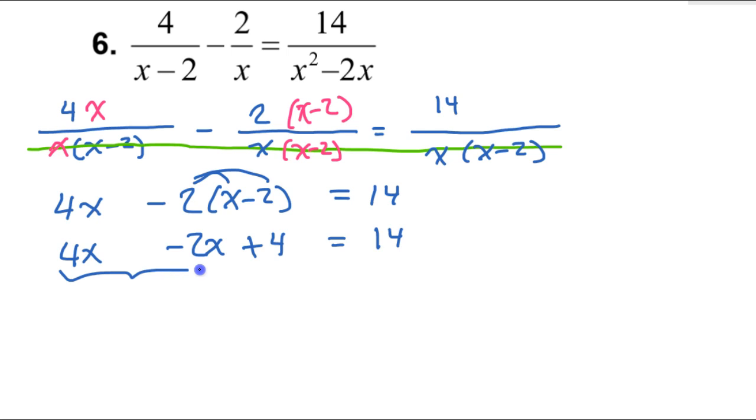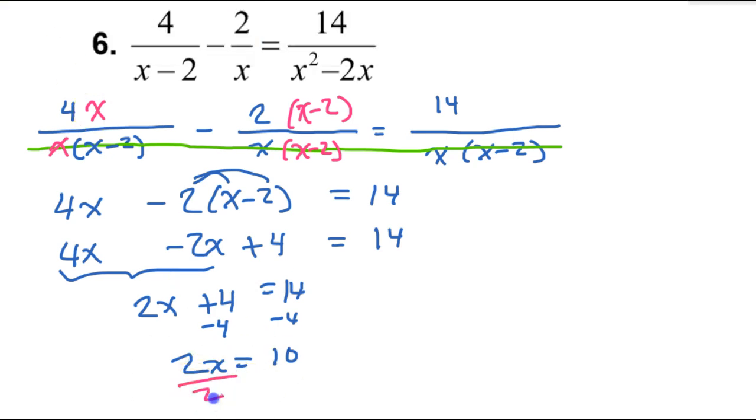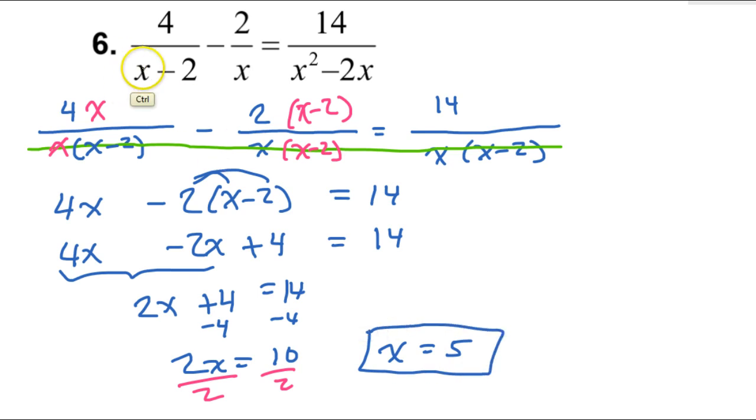Anyway, combining these like terms is going to give me 2x plus 4 is equal to 14. And then if I subtract 4 from both sides, I have 2x is equal to 10. If you divide both sides by 2, you get x is equal to 5. A quick glance will tell you that it's fine for x to be 5. That will not cause a 0 denominator. It's not extraneous.